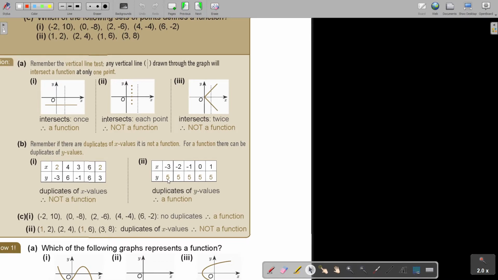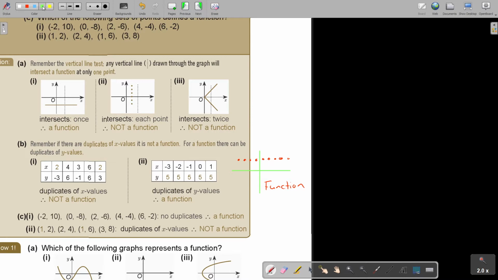But if I see the duplicates of the y values, that will usually be if I have points like this. If I have to draw a graph, I just want to show you quickly. In terms of a graph, instead of the dots being like this, the dots will just be like this. So 5, it will be like this. If you cut, it only cuts 1. So do you see it's duplicate of y values? So this is a function.